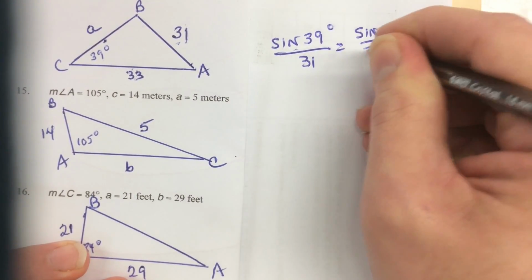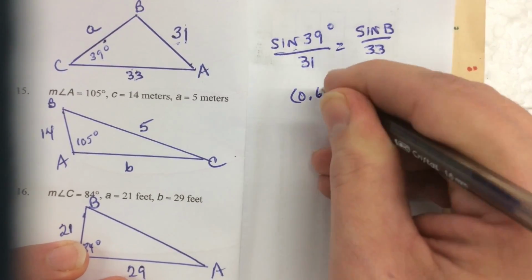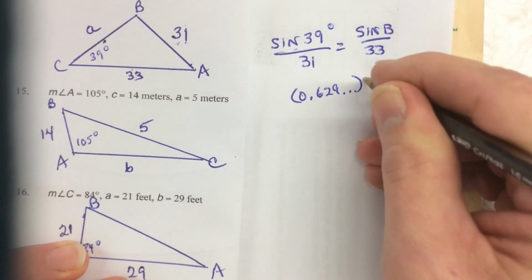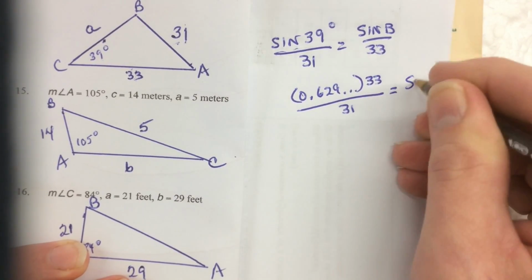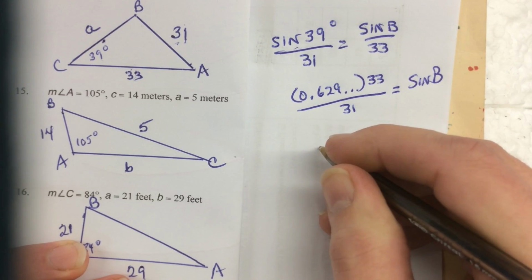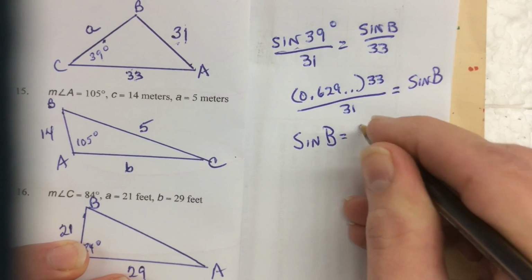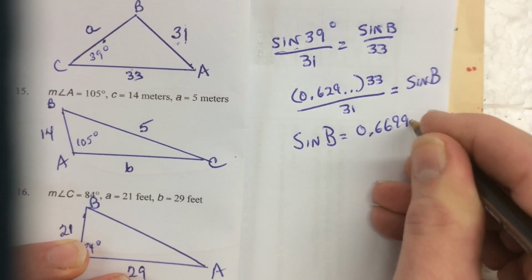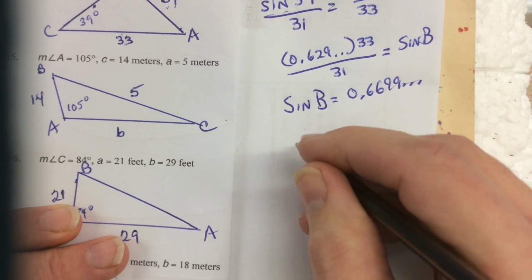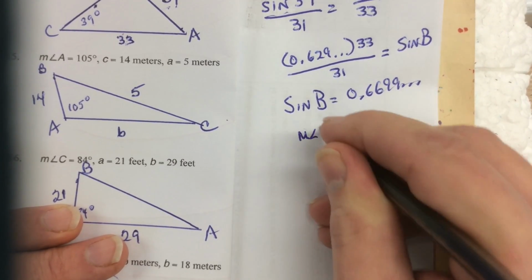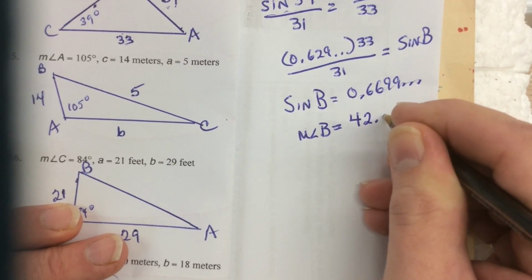We know that the sine of 39 degrees is 0.629 something something something. Multiply that by 33, divide it by 31, and that will give us the sine of B. When we do that arithmetic, we see that the sine of B is equal to 0.6699 something something something. And that means that the measure of angle B is going to be 42.1 degrees, or at least that's what our calculator says.